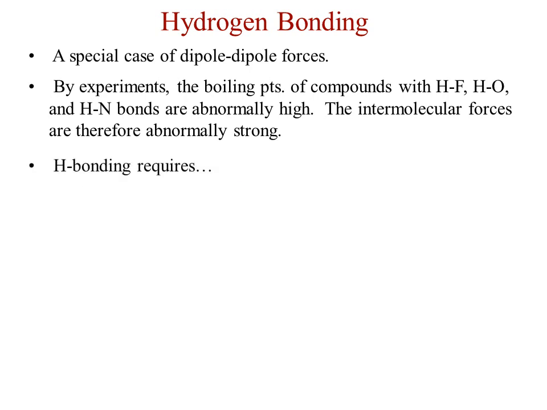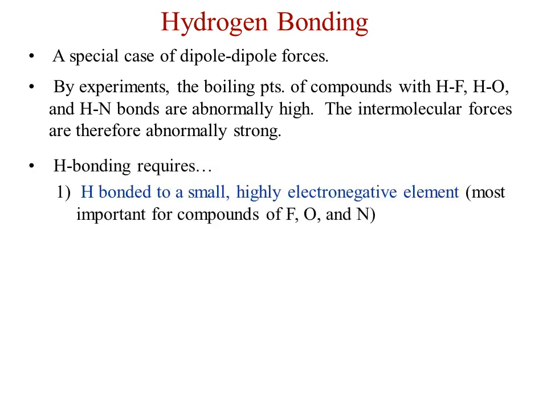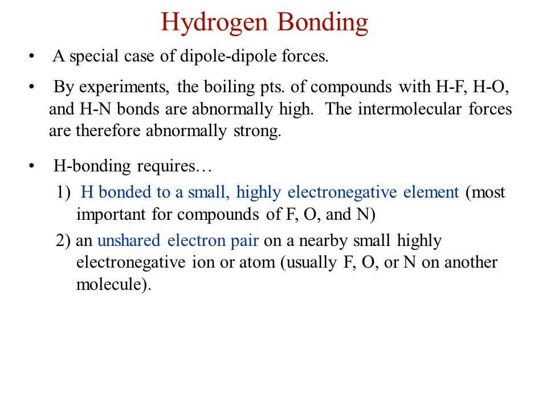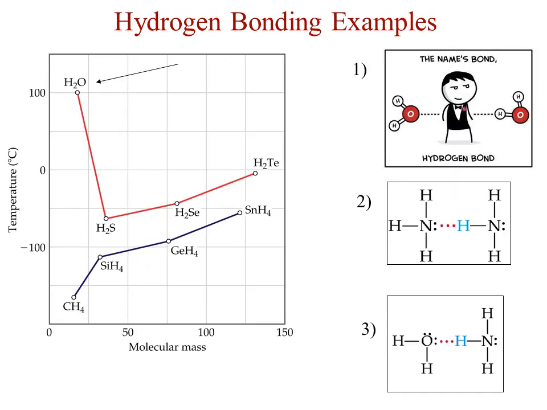Now, to create a hydrogen bond, you need two things. You need hydrogen bonded to a small, highly electronegative element, and that limits us to just three: fluorine, oxygen, or nitrogen. And you also need an unshared electron pair. That would be called a lone pair or a non-bonding pair, and that's going to occur on the fluorine, oxygen, or nitrogen of the other molecule. And what happens is that there's an attraction between the hydrogen of one molecule and the F, O, or N of the other molecule. And so we're going to look at some diagrams of this.